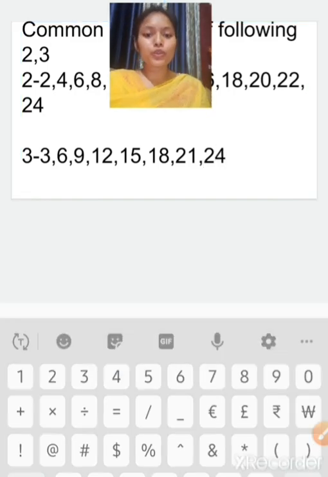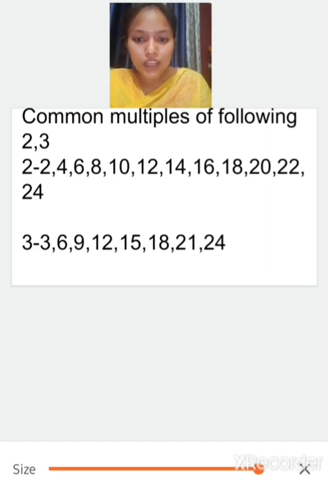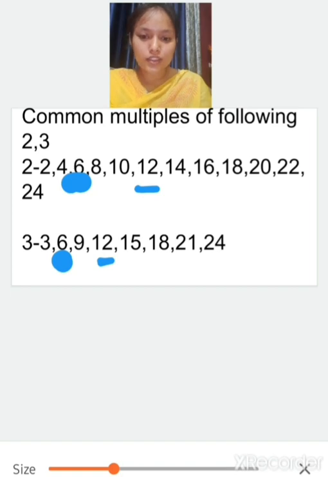Now from here, in both the numbers, you can see the common numbers of these numbers. Common numbers are, as you can see in this case, 6 is here and 6 is here also. 6 and 6 are there. Now after this, 12 is there, and 12 is there. So two common multiples we have found. Now it is 18 and again 18. Now after it is 24 and again 24.